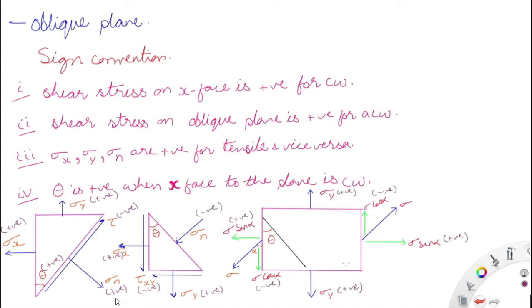So these are the three figures. This is the three figures given.